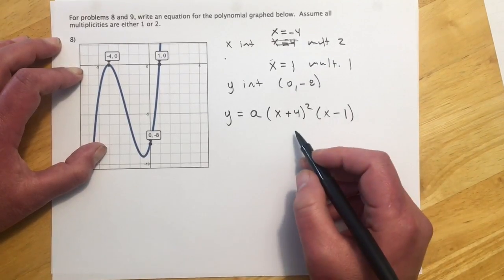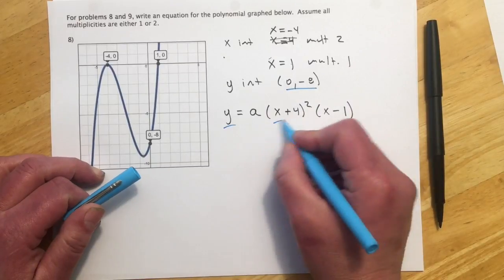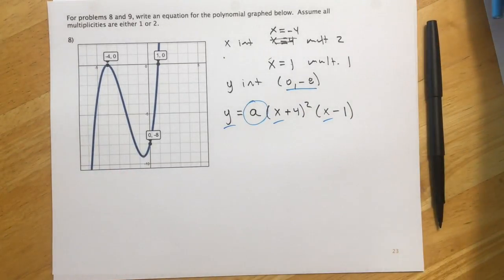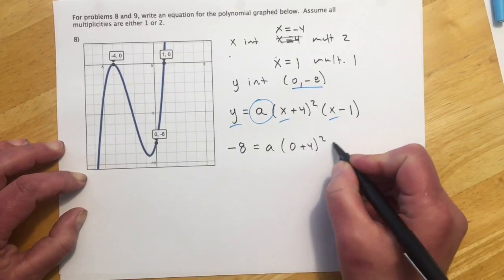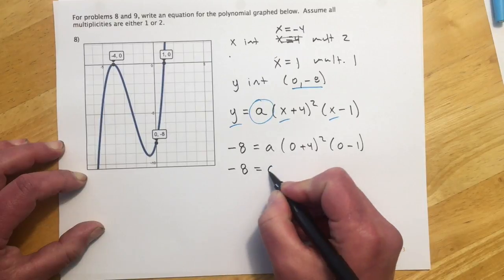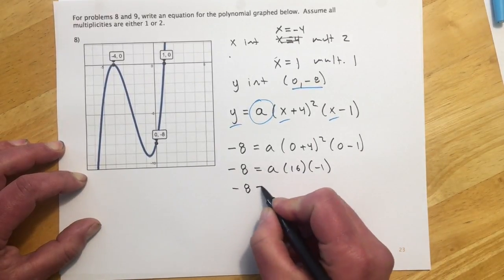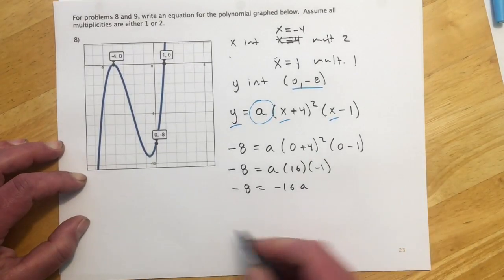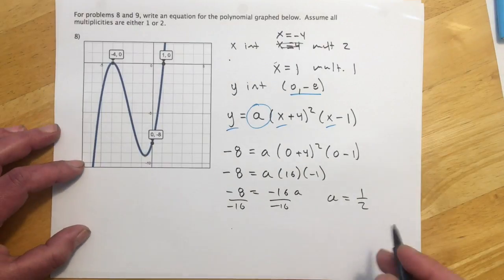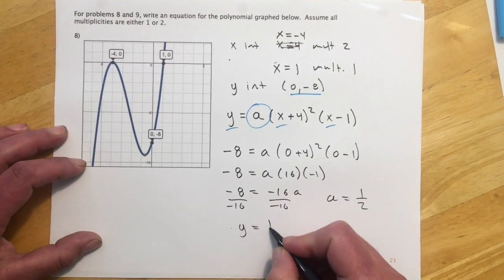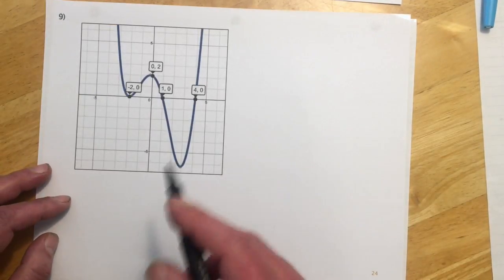And so then once I have this, there's my form, and I have this point, which is an x, y. So I can take this and toss it in for my x's and y's and use that to get at my a. So y is negative 8 when the x's are 0. So this is going to be 16 here, and then times negative 1, or negative 8 equals negative 16a, and then dividing the negative 16 over, I get a equals 1/2. So then my final answer on this is going to be y equals 1/2 (x plus 4) squared (x minus 1). This one's the same, just a little bit different shape.